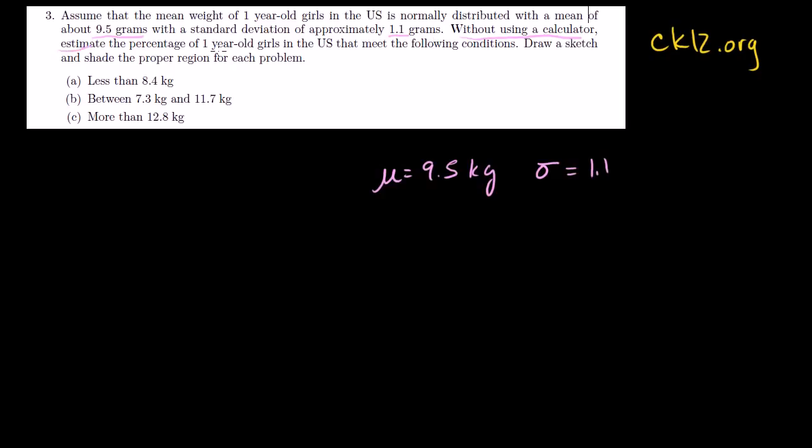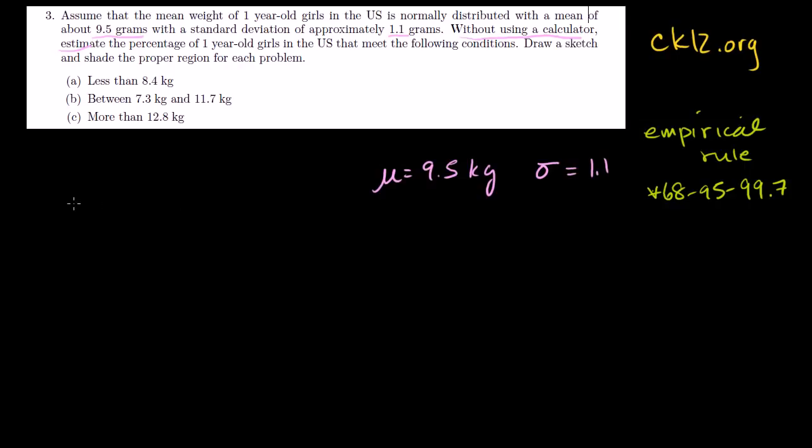Estimate the percentage of 1-year-old girls in the U.S. that meet the following conditions. So when they say to estimate without a calculator, that's a big giveaway that we're supposed to use the empirical rule, sometimes called the 68, 95, 99.7 rule. And if you remember this is the name of the rule, you've essentially remembered the rule.